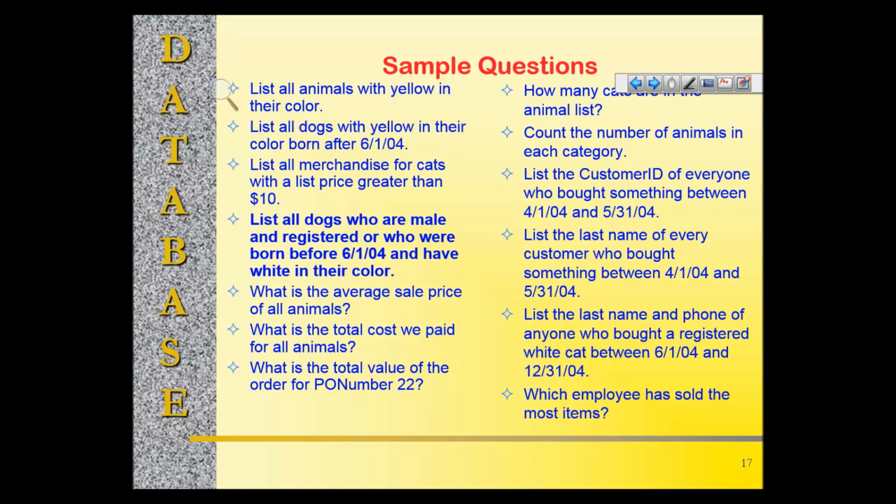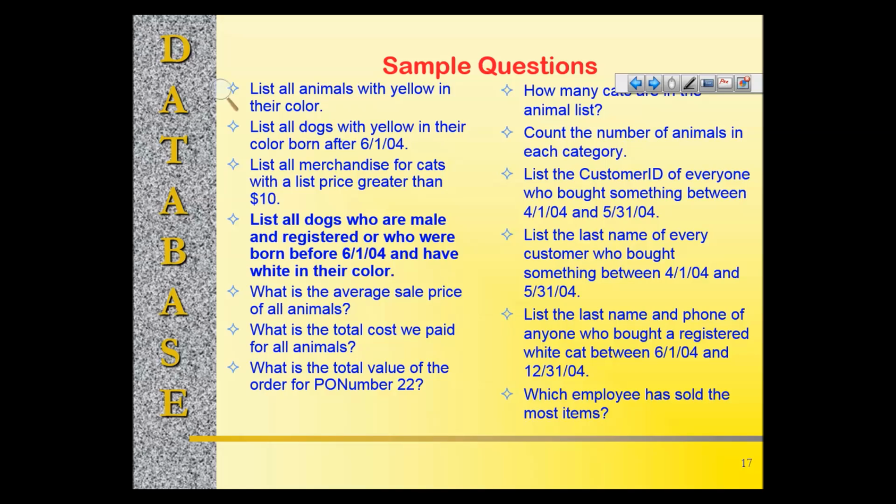Now let's look at this example here. List all dogs who are male and registered or who were born before 6-1-04 and have white in their color. So now we have almost 5 conditions. The first and outermost one is we need to select all of those animals that are dogs, definitely. We don't want to joke about that. It should be definitely a dog.